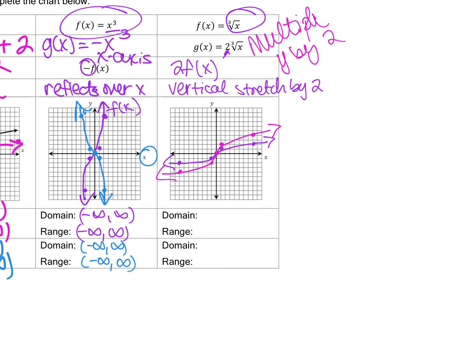All right, so domain, notice both ends are going opposite directions, so negative infinity to infinity on both domain and range. And then your new graph, same exact thing. Or you can write all real numbers.